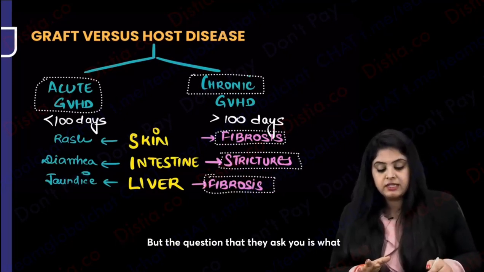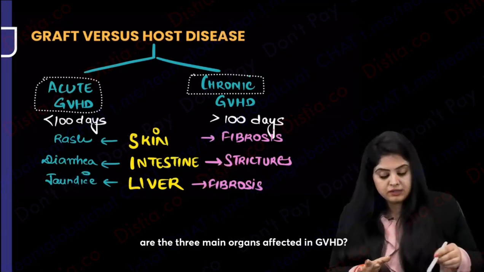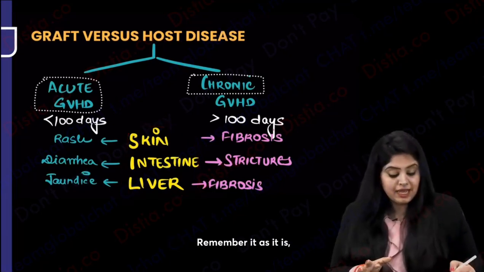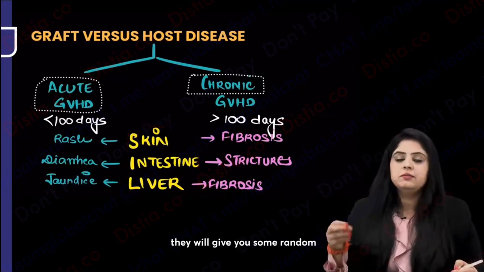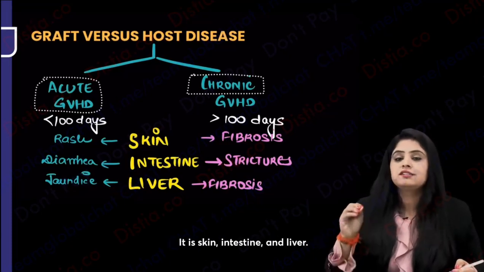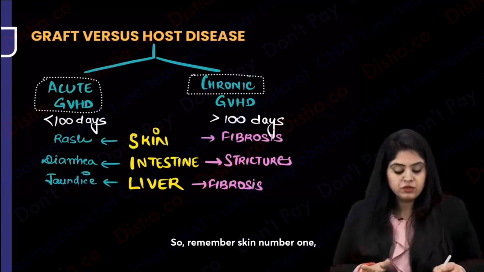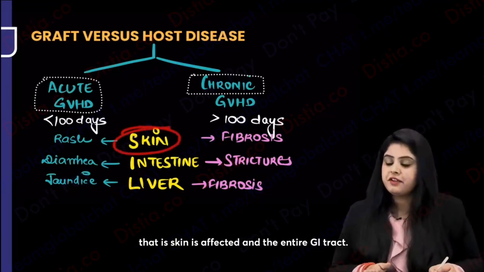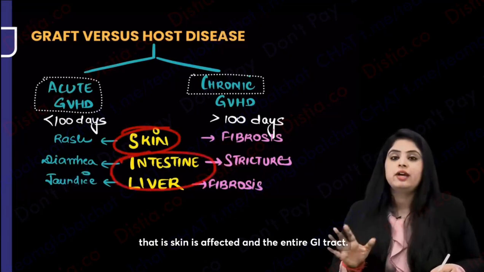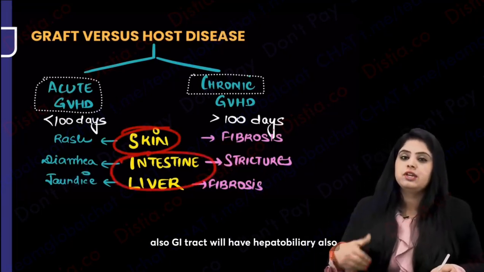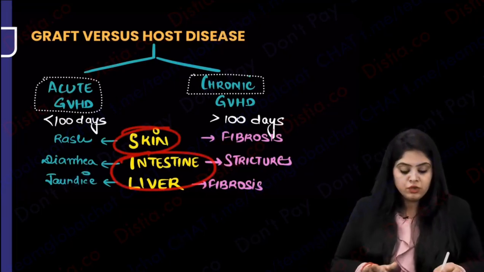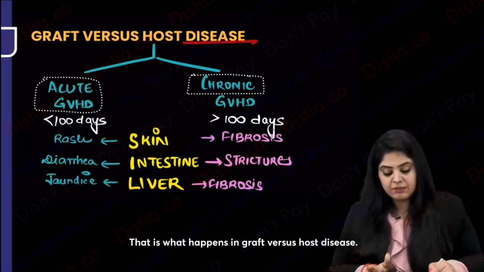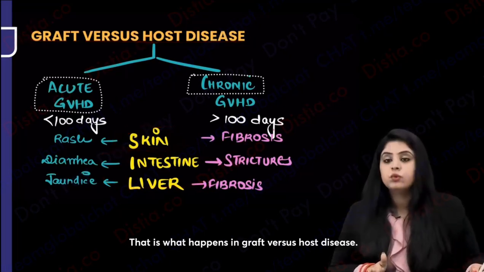But the question that they ask you is, what are the three main organs affected in GVHD? Remember it as it is. They will give you some random fourth organ which is not affected. It is skin, intestine and liver. So remember skin, number one, the largest organ of the body, is affected, and the entire GI tract. The GI tract will have intestine also, the GI tract will have hepatobiliary also. So pura GIT is affected and the skin is affected. That is what happens in graft versus host disease.